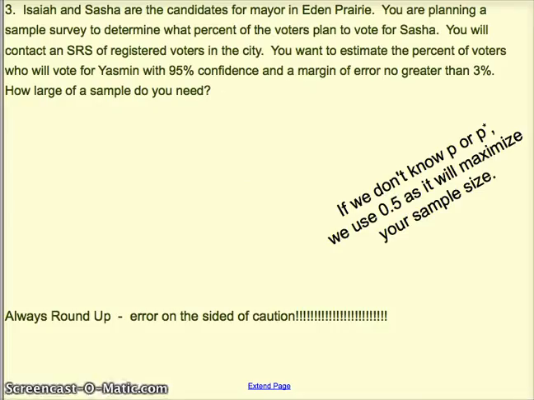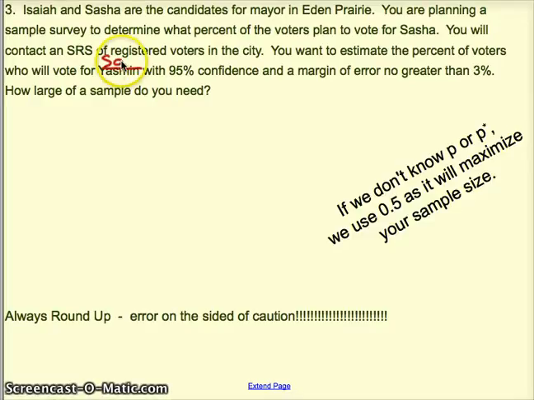Well, let's go through an example here. Isaiah and Sasha are candidates for mayor of Eden Prairie. You're planning a sample survey to determine what percent of voters plan to vote for Sasha. You'll contact a random sample of registered voters. You want to estimate the percent of voters who will vote for, oh, I forgot to change the name, Sasha, with 95% confidence and a margin of error no greater than 3%. How large a sample do you need?